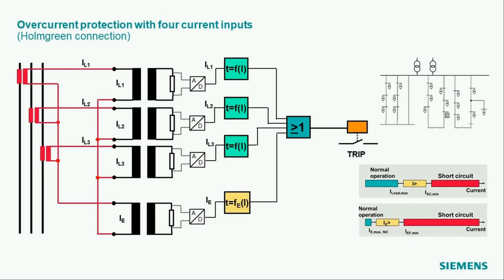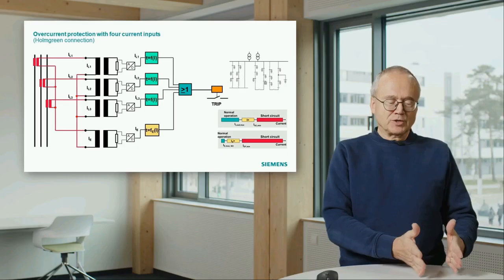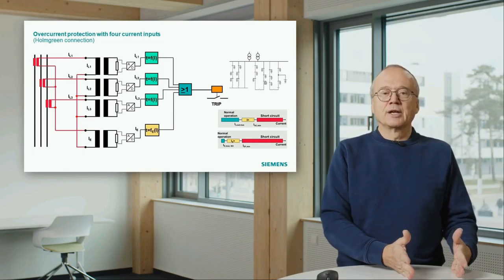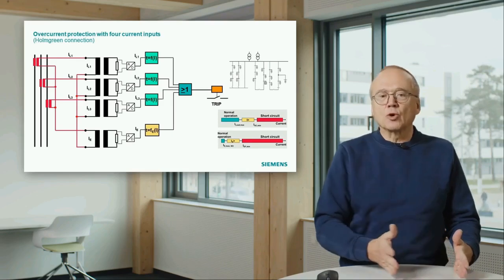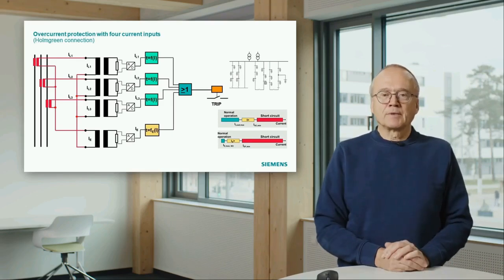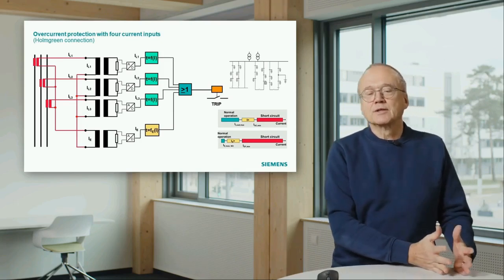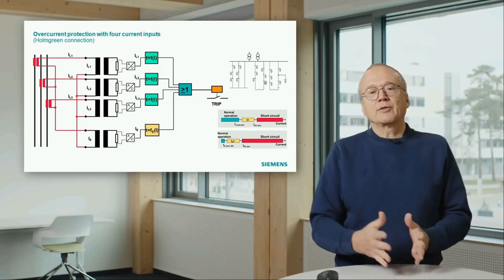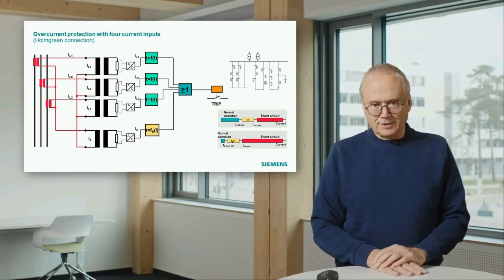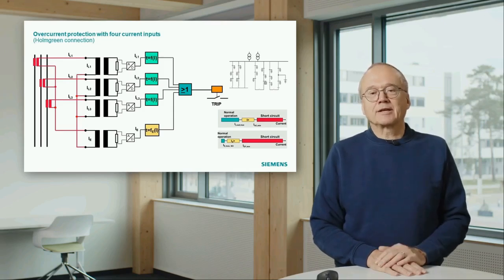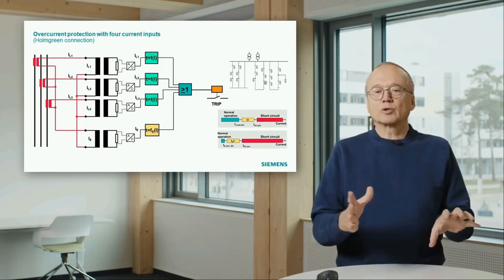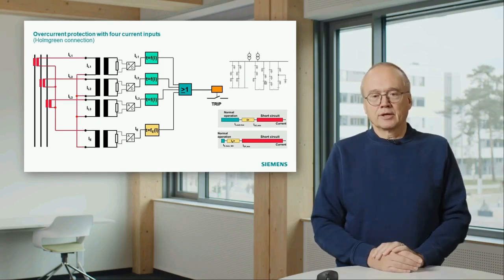Remember then, in the right bottom corner, I show these diagrams about the setting. We always have to consider there's a certain range of current which we see in normal operation. For the phase current, it's from 0 to a maximum load current. For the earth current, it's a very small value. And then we have the range of short circuit currents, which is indicated in red color here. And we normally have a setting value somewhere between the red and the green area.